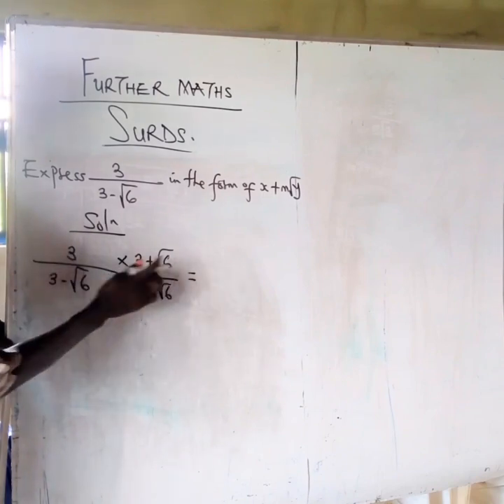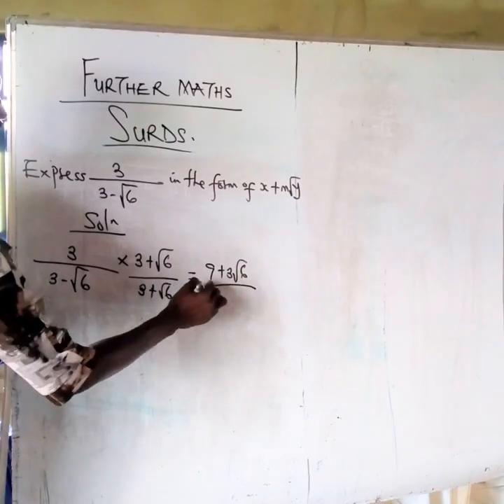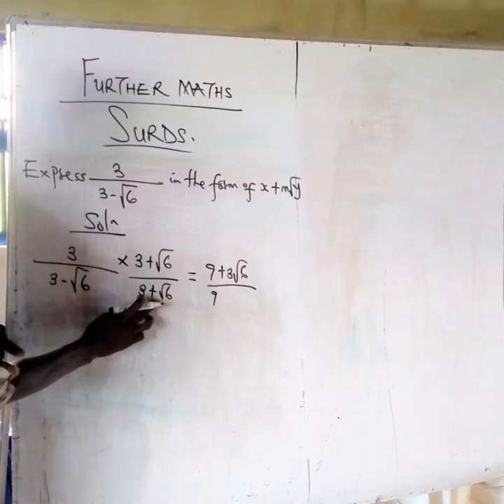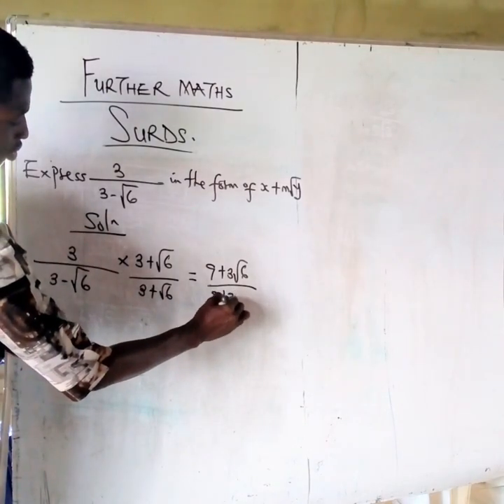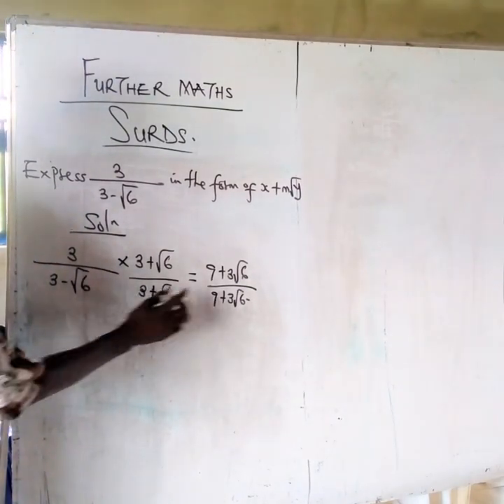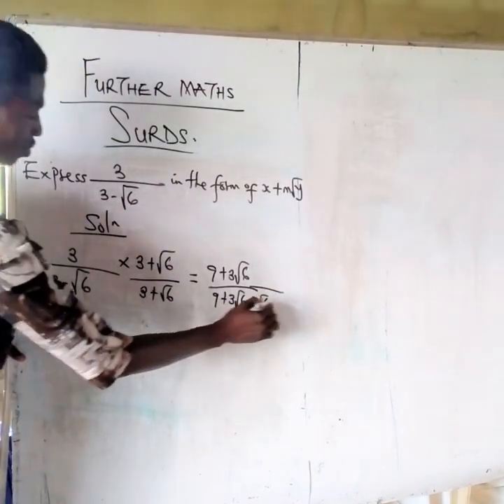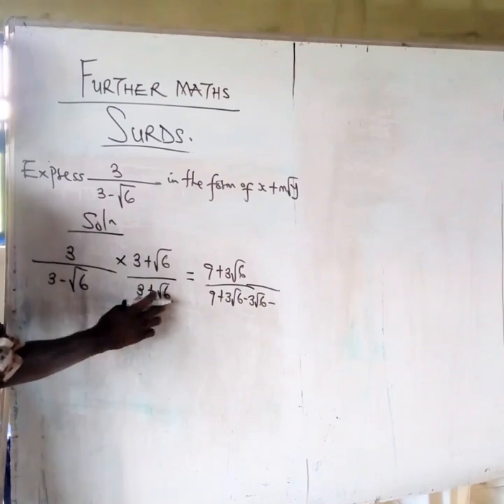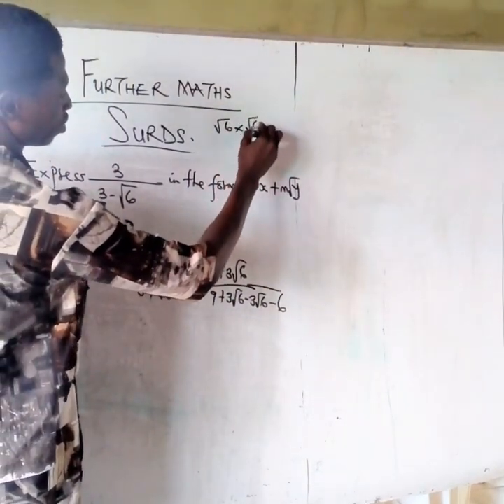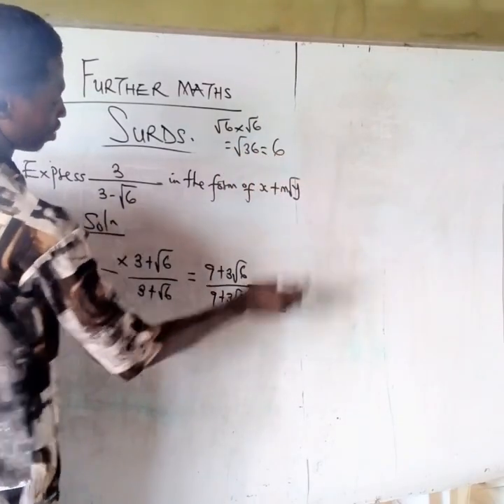Okay, so you have 3 times 3 is 9. 3 times root 6 is plus 3 root 6. You have minus root 6 times 3 gives you minus 3 root 6. So you have minus times plus is minus, then root 6 times root 6 gives you 6. Look at root 6 times root 6 gives you root 36. Square root of 36 is 6. That's why I got that.